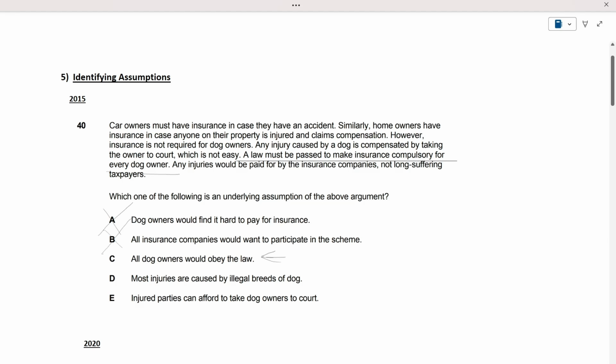It's not in the passage, but it's not an assumption because it doesn't talk about different breeds of dogs or anything. It's just talking about every dog owner, so we can rule that out. And E, injured parties can afford to take dog owners to court. Again, they might be able to, but even if this were to be true, it does not strengthen this argument at all, right? Whether injured parties can afford to take dog owners to court or not does not affect this conclusion, because the conclusion is about fairness rather than affordability. So we can rule that out as well, and the answer looks to be C.